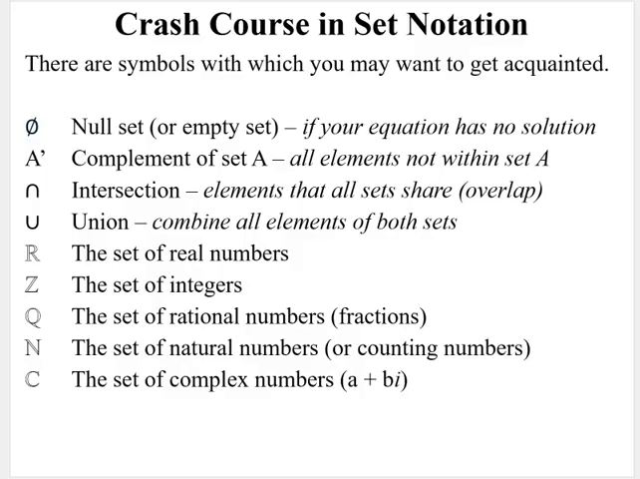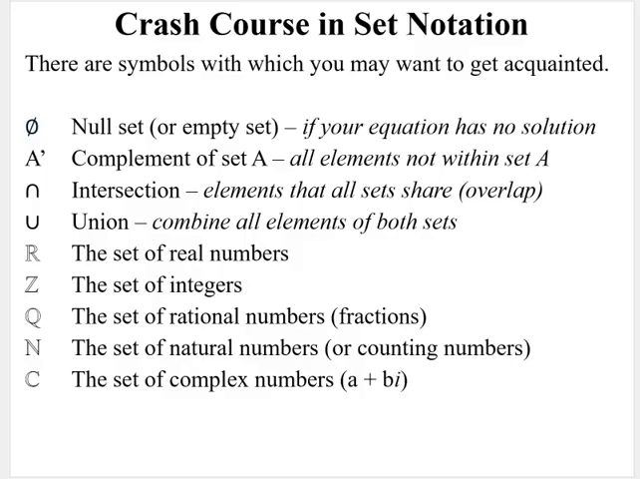Intersection is the upside down U. That means anything that we share or we overlap. So anytime you want to find the intersection of two sets, what you're actually asking for is the elements that are contained in both sets. The union symbol, which is the U facing the correct direction, is when we want you to combine both of the sets. So take those two sets, union them, put them all together into one big set.